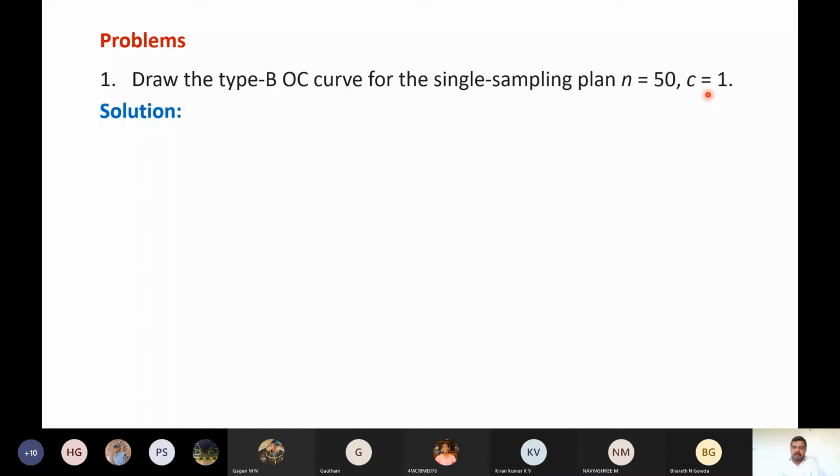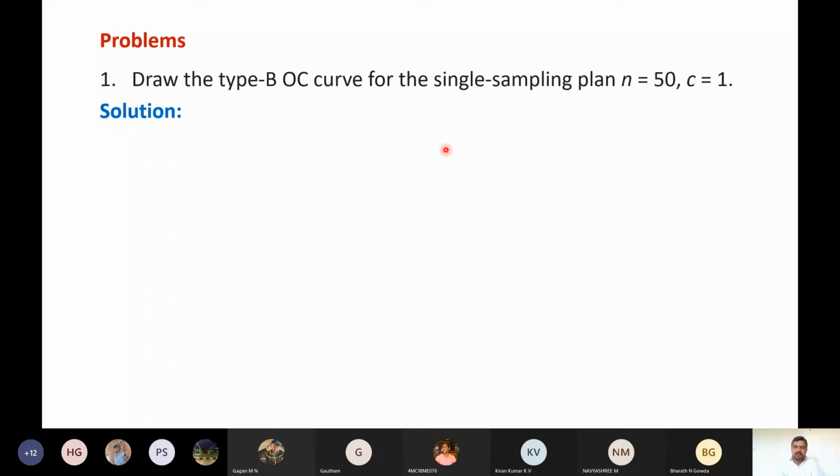That means out of 50, if the number of defectives is equal to 1 or less than 1, that is 0, we will accept. After evaluating the quality of 50 samples from a lot, if there is one defective, you can accept. If there is no defective, that is zero defectives, then also you can accept the lot. If there are more than one defective, you should reject the lot. That is the meaning.